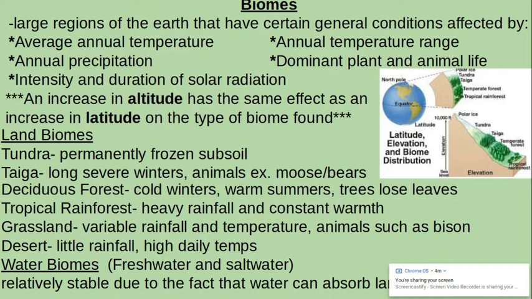Tropical rainforests, heavy rainfall and constant warmth. Grasslands, variable rainfall and temperature, animals such as bison. The desert, little rainfall, high daily temps, remember it gets cold at night. And then you have your water biomes. You have freshwater and saltwater. They're relatively stable due to the fact that they can absorb large amounts of heat.